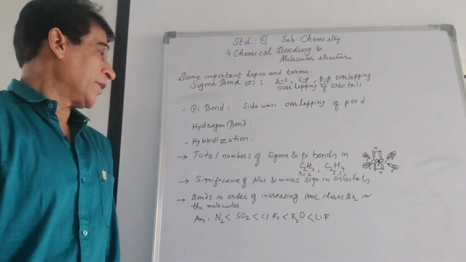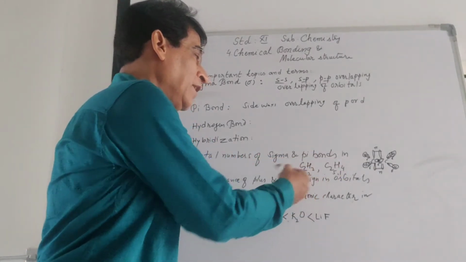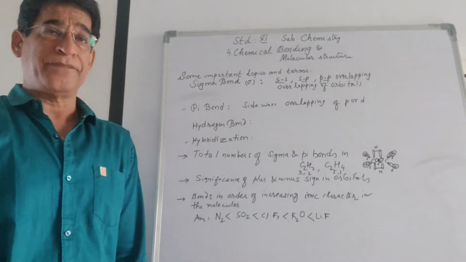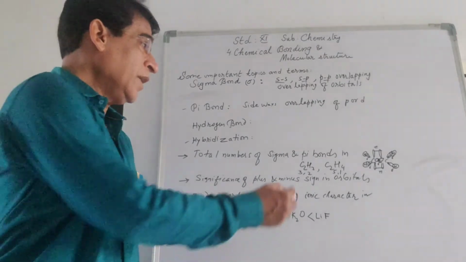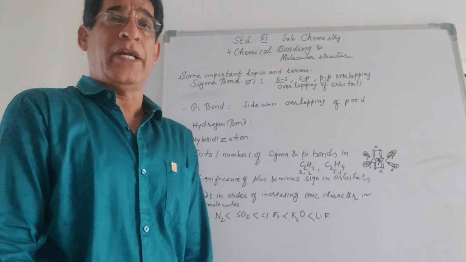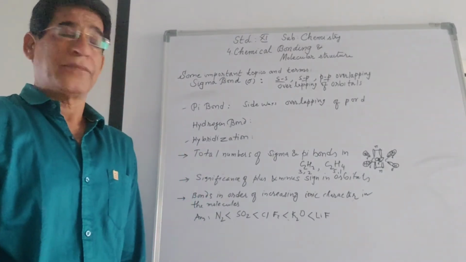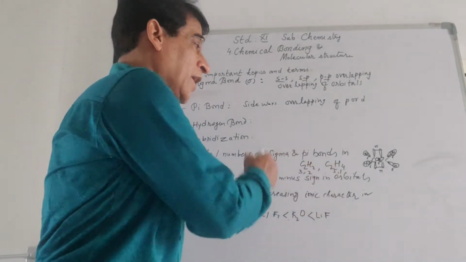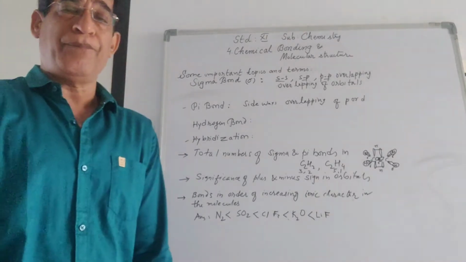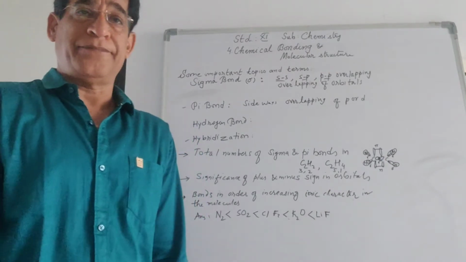Now, the total numbers of sigma and pi bonds in C2H2 and C2H4. There are 3 sigma bonds and 2 pi bonds in C2H2, and there are 5 sigma and 1 pi bond in C2H4.